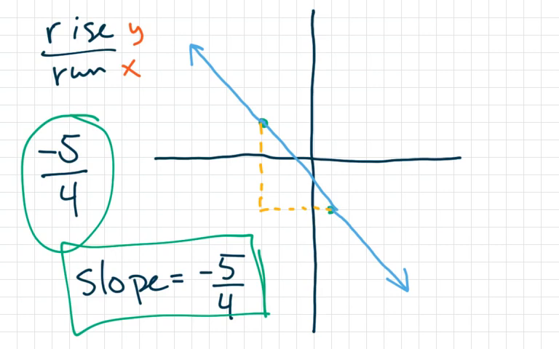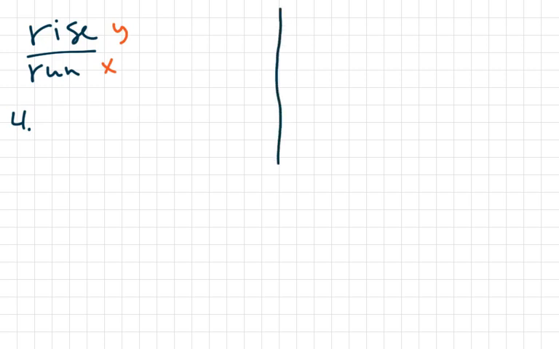Let's do one more. Okay, remember we're going to do rise over run. Rise is our y, run is our x. Let's do number 4. This is number 4 on the worksheet.